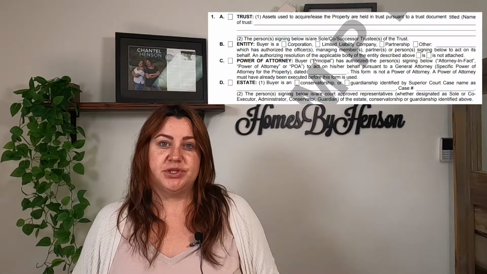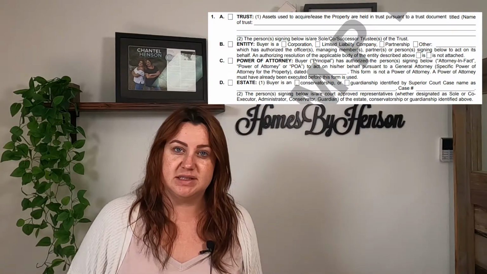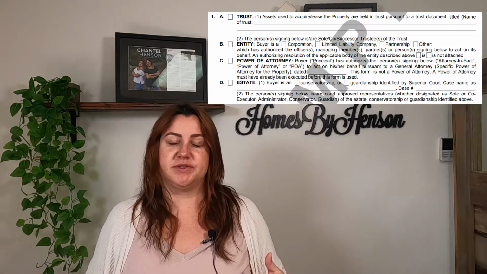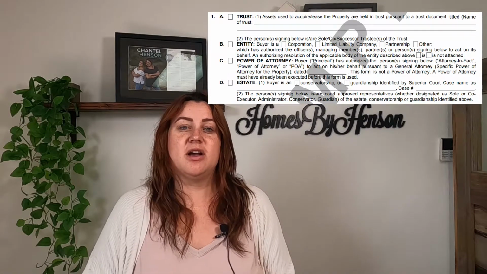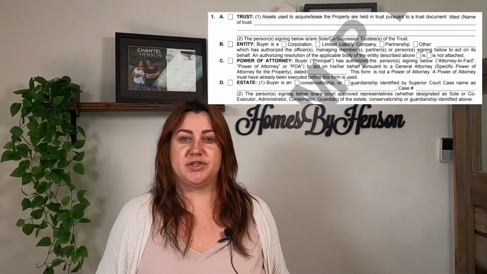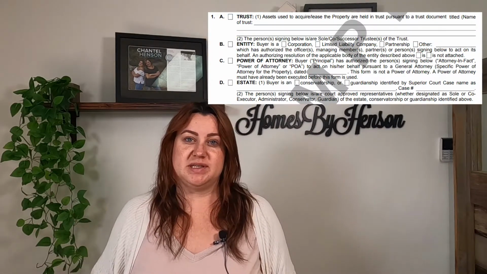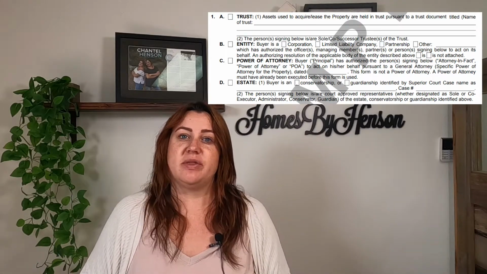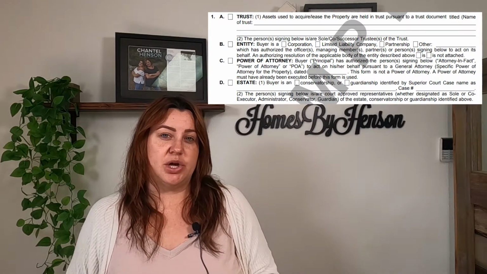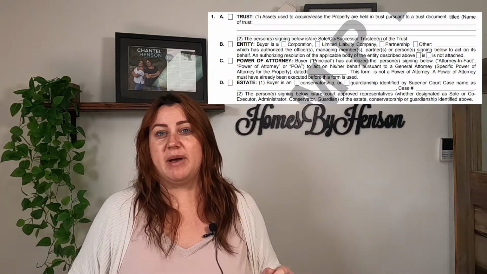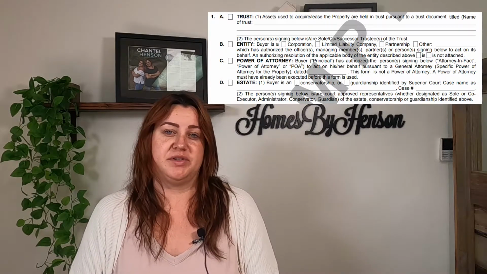The B option is an entity, for example, a corporation or an LLC, and the signers could be the officers, managing members, partners, etc. The C option is if there's a power of attorney, someone that has been authorized to sign on behalf of another person. Maybe the actual seller is out of the area, out of town, and so they have someone overlooking it and signing on behalf of them. A thing to note about that is you will need to have a power of attorney already executed. This form is not a power of attorney in itself.